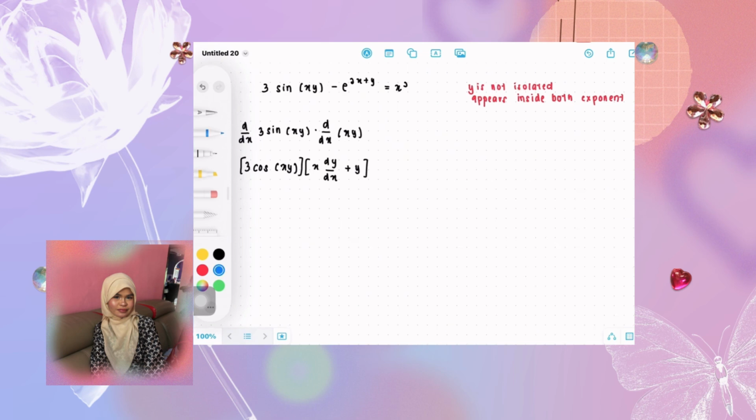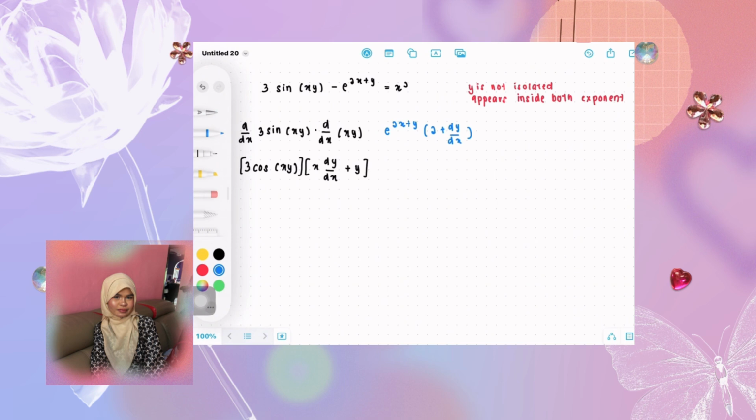Now, let's move to the second term, e to the power of 2x plus y. We use the chain rule here. The derivative is e to the power of 2x plus y multiplied by open bracket 2 plus dy over dx close bracket. For the right hand side, the derivative of x squared is 2x.